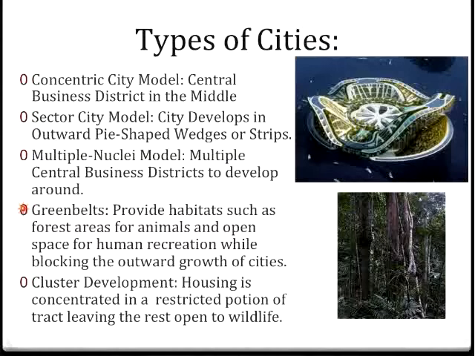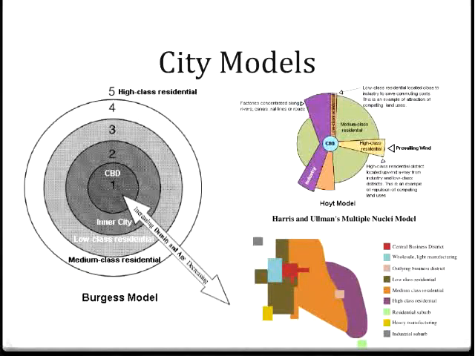Now let's talk about the 2 solutions. There's the green belts, which provide habitat such as forest areas for animals and open space for human recreation while blocking the outward growth of cities. So it pretty much restores the habitat and prevents the growth of cities and more deforestation. And then there's cluster development, and this is when housing is concentrated in a restricted portion of the tract, leaving the rest open to wildlife. So that means that housing can only go in this part of the city, and the rest is up to habitat.